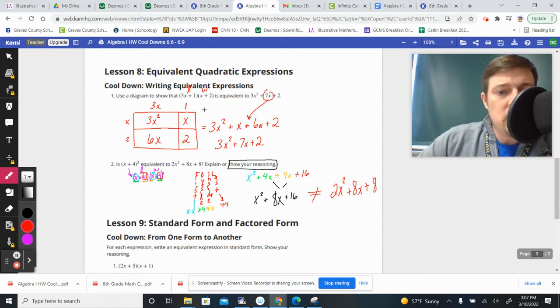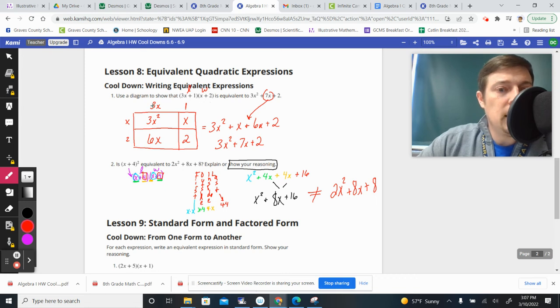The first strategy involves thinking of the two things as being the length and width of a rectangle. So I'm multiplying 3x plus 1 times x plus 2. I think of 3x plus 1 as the length and x plus 2 as the width, and I set up a rectangle that has x plus 2 as a width and 3x plus 1 as a length. The whole area inside should represent the product of those two things being multiplied.